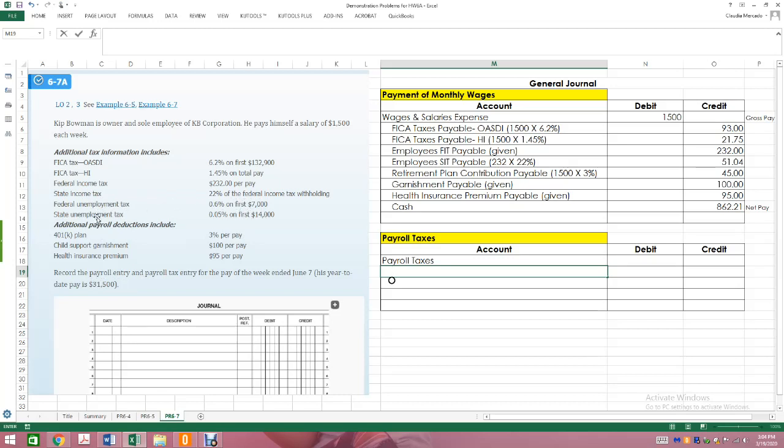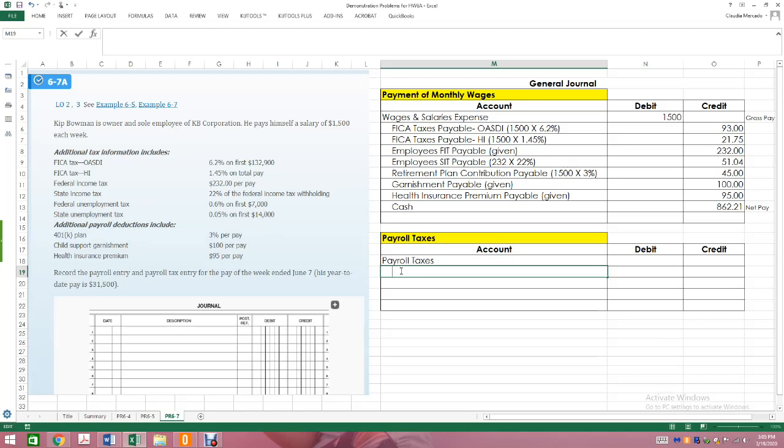State unemployment, we only pay on the first $14,000. This employee has already earned $31,500. So because we've already exceeded that $14,000 cap, we will not have to pay any more state unemployment. So that is the reason that we are not including federal or state unemployment, because the employee has already surpassed those caps. The employee has made $31,500, way over the federal and state unemployment limits. So that is why we are not paying either of those 2 taxes.